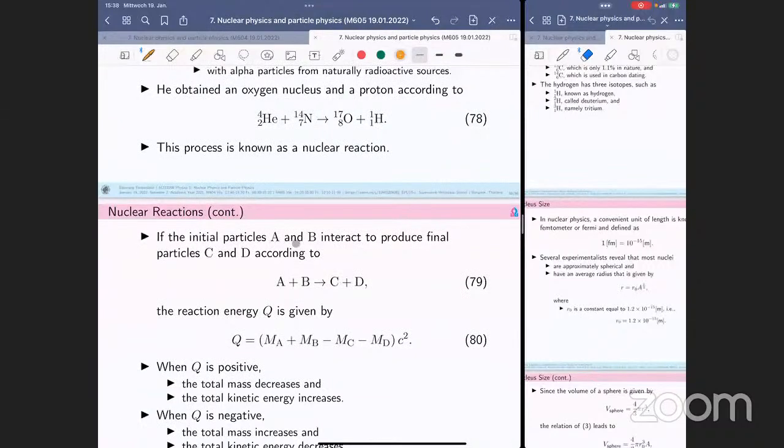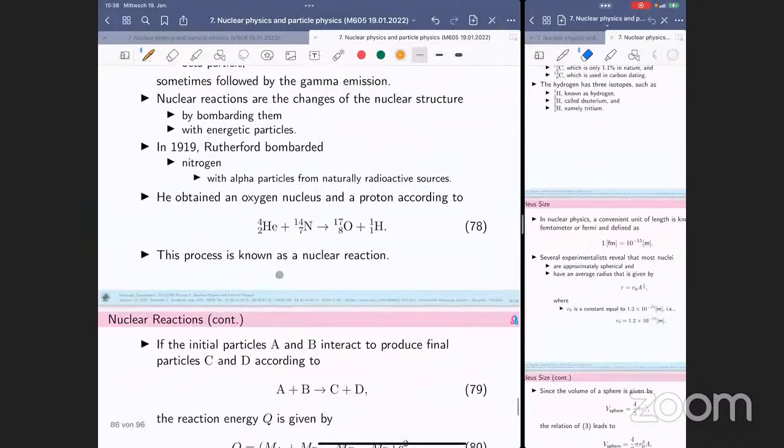If the initial particles are A and B, okay, this is the input side. This is particle A, this is particle B. If A and B are accelerated with high speed, and they crash into each other, the nucleus of A and the nucleus of B crash, and they build up two new nuclei. The output is known as particle C and particle D.